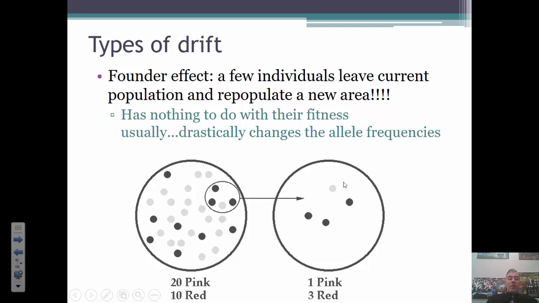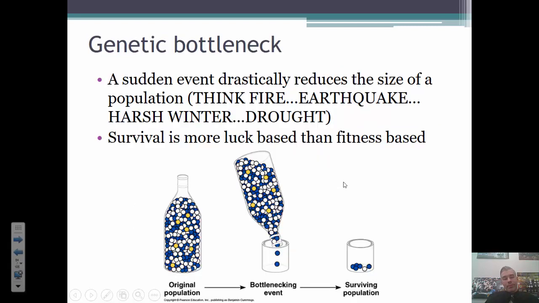In this case, though, you can see this is just a random example. You have 20 pink and 10 red in the initial population. A small subset leaves. It doesn't matter, red or pink didn't matter. It's just a random subset left to go found a new population. But now we have way higher frequency of red compared to pink. And then when they reproduce, not due to any selective advantage, the red is going to be a higher frequency within that population, or the red allele will be.